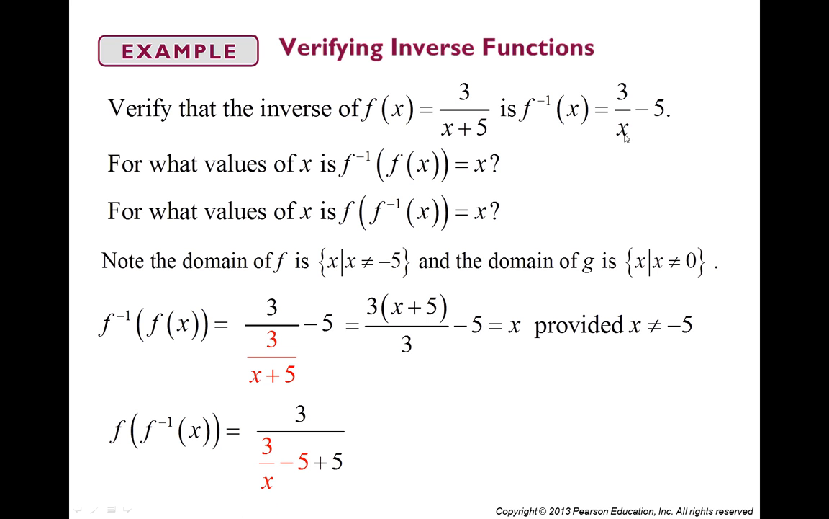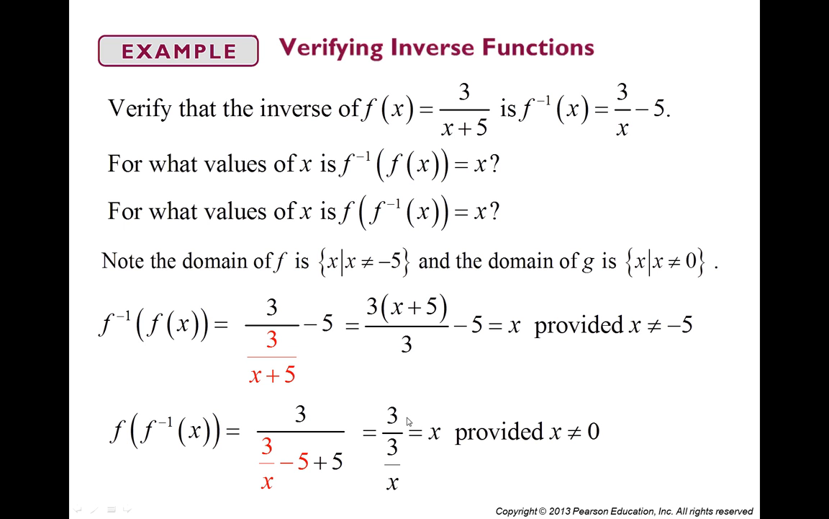We do the opposite. We take out our x here, and I put in 3 over x minus 5. My minus 5 and plus 5 cancel. 3 divided by 3 over x, dividing by a fraction, is the same as multiplying by x over 3.